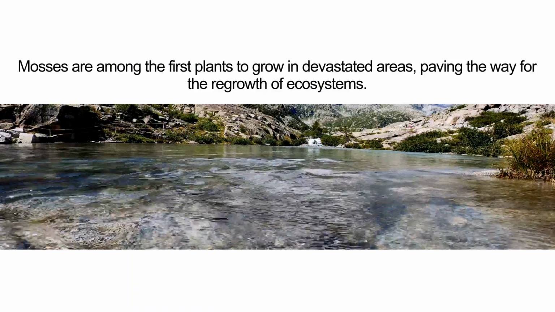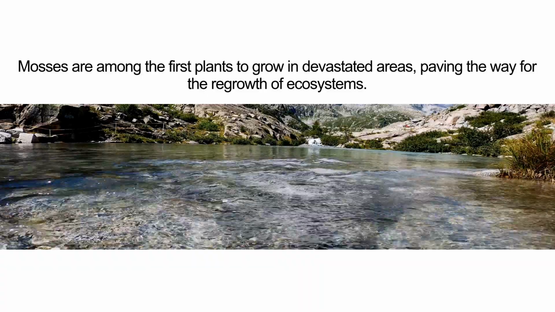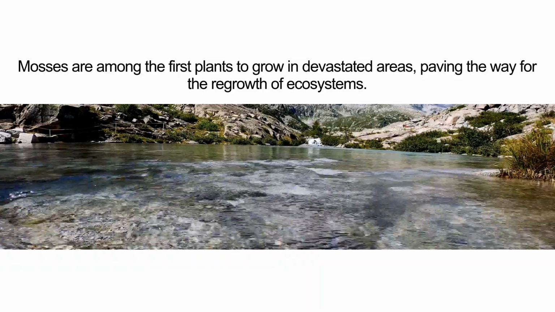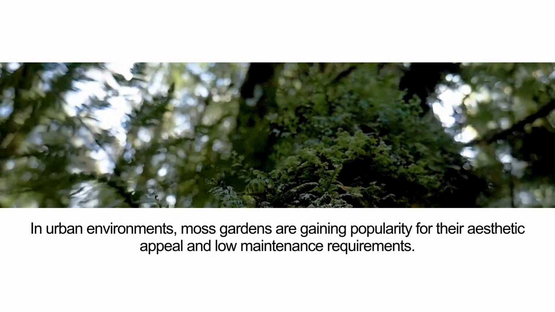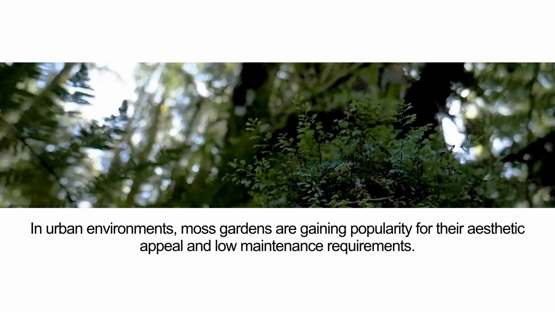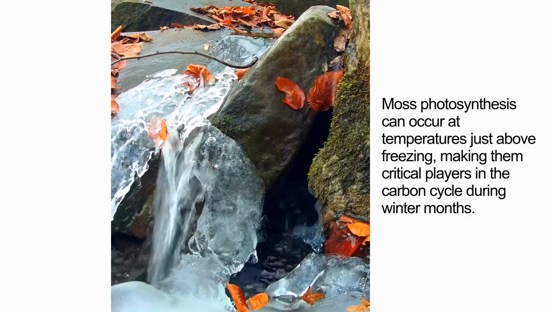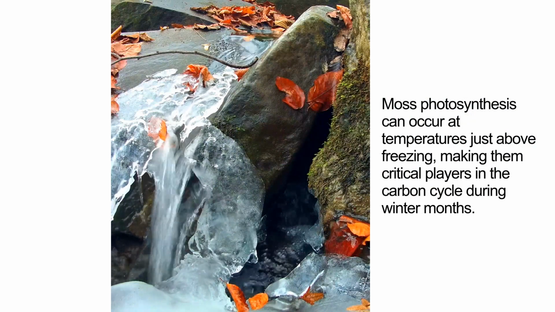Mosses are among the first plants to grow in devastated areas, paving the way for the regrowth of ecosystems. In urban environments, moss gardens are gaining popularity for their aesthetic appeal and low maintenance requirements. Moss photosynthesis can occur at temperatures just above freezing, making them critical players in the carbon cycle during winter months.